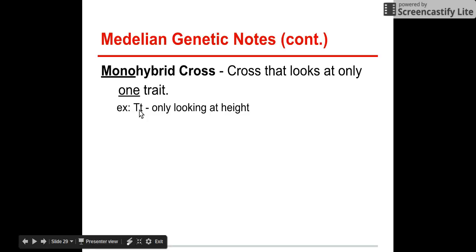Example, height in pea plants. When we're crossing those big T's and little t's, we're only looking at height of pea plants. We're not also adding color or color of pod. That, if we get time later, is called a dihybrid cross, and I'll teach you how to do that if we get some time later.